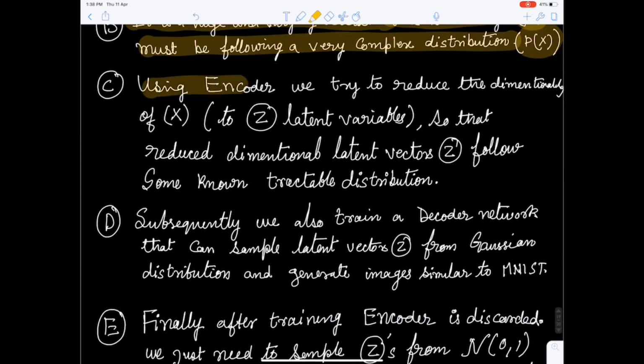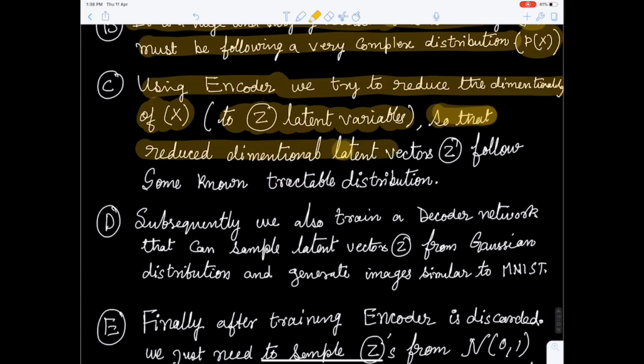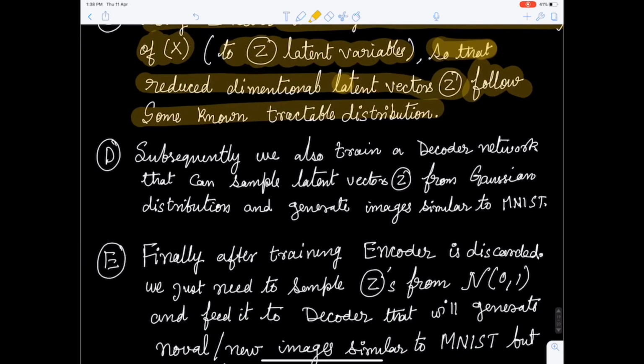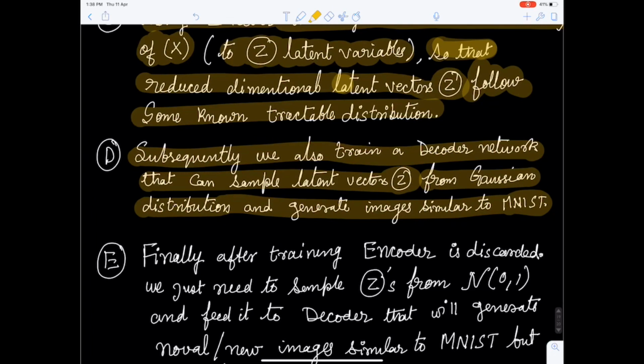Now using the encoder, we somehow try to reduce the dimensionality of our X. Basically, we wanted to get Z's, the latent variables, so that the reduced dimensional latent vectors Z follow some distribution which is tractable. We wanted to reduce in such a way that the Z's that we are going to get should follow a particular tractable distribution, as well as we can use those Z's to generate our X's back. Subsequently, we train a decoder network that can sample the latent vector from the Gaussian distribution and generate images very similar to MNIST. That is why there are two types of losses. First one is the KL divergence, other one is the reconstruction loss.